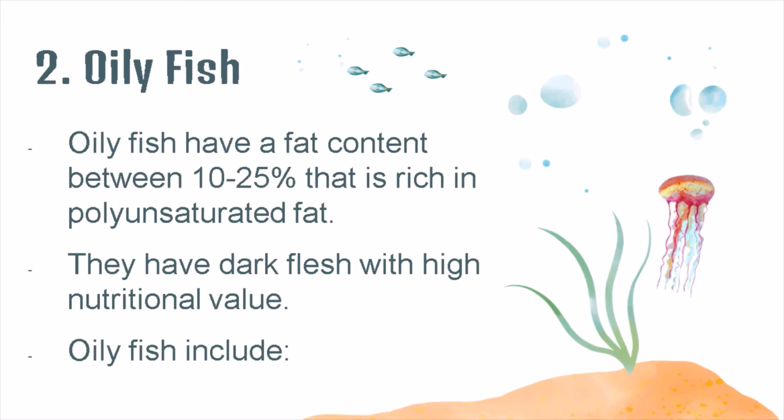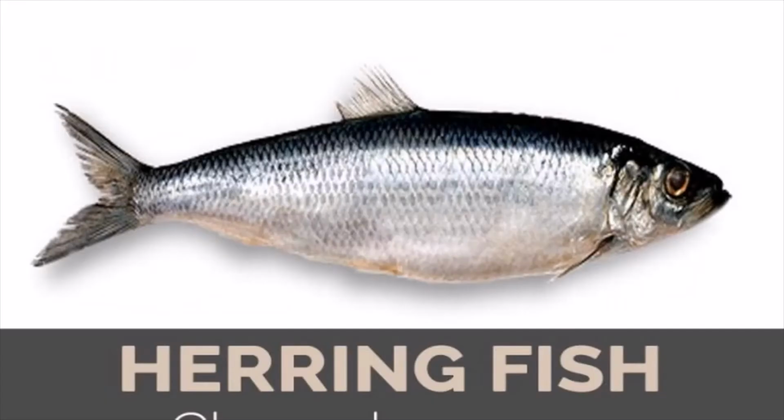Oily fish have a fat content between 10 to 25% that is rich in polyunsaturated fatty acids. They have dark flesh that has a high nutritional value. Oily fish include herring, sardines, and salmons.